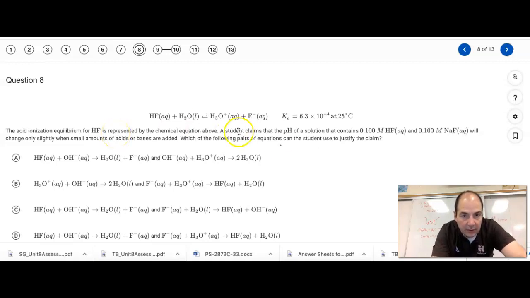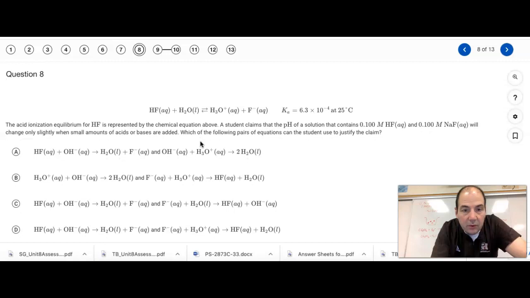The acid ionization of hydrofluoric acid, and here, a student claims that the pH of a solution that contains 0.1 molar HF and 0.1 molar sodium fluoride will change only slightly when small amounts of acids or bases are added. Which of the following pairs of equations can students use to justify their claim?